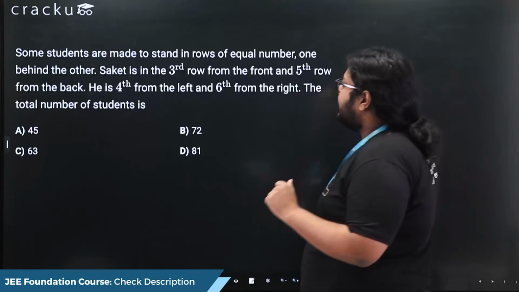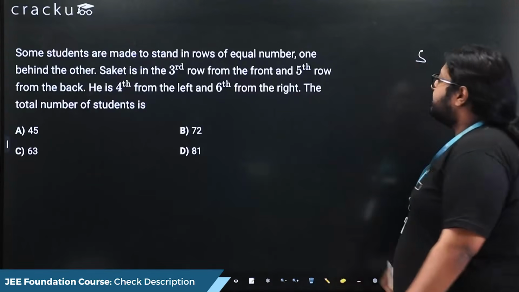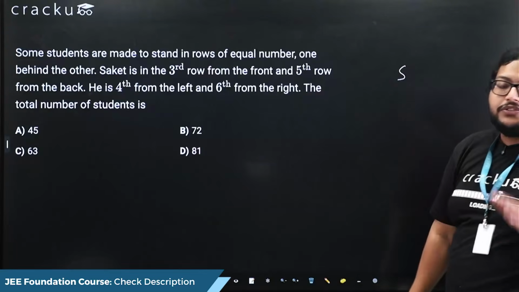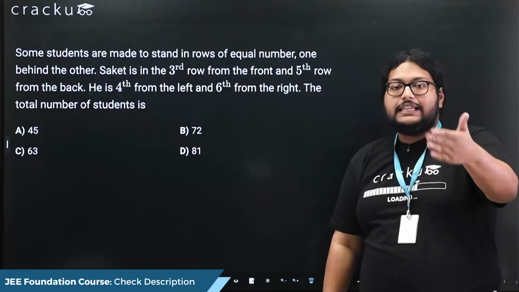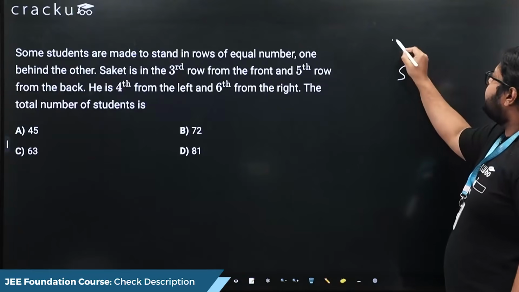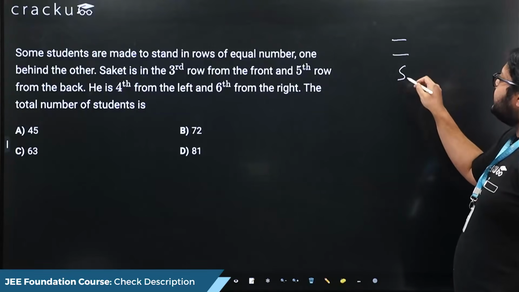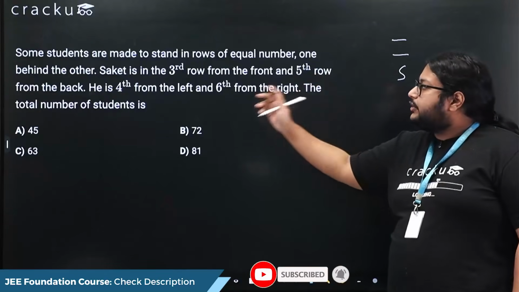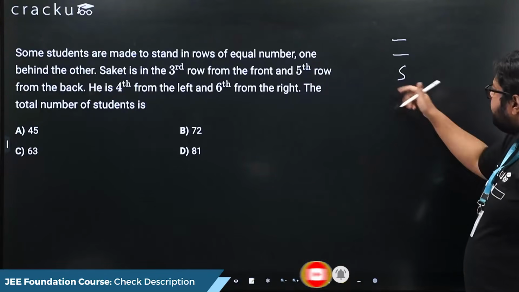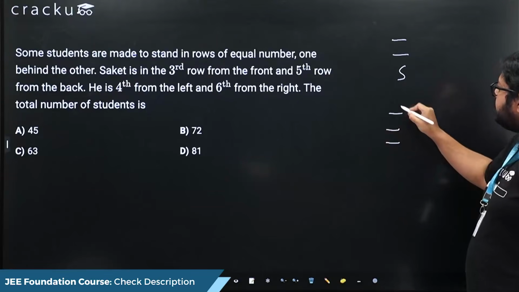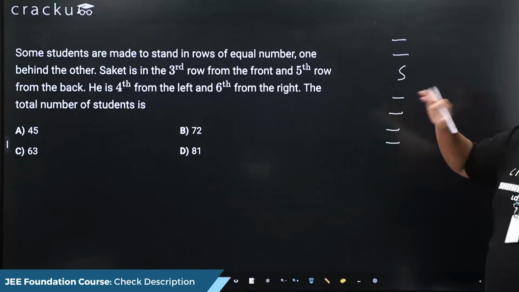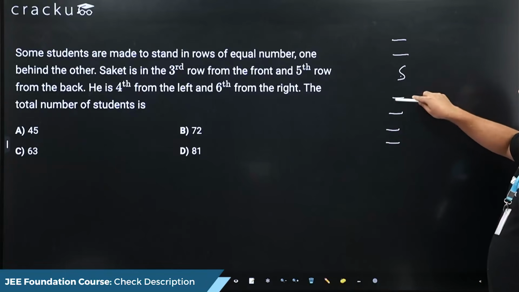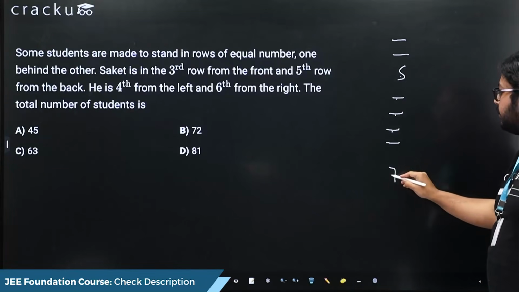Now let's consider Saket. Let's consider his position to be S. He is in the third row from the front. So if I count from the front, then he is in the third row, which means there is one person here, second person here, third person is Saket. And he is fifth row from the back. So if I count from the back, then I have 1, 2, 3, 4, fifth one is Saket. So that tells me how many people are there in a row? 1, 2, 3, 4, 5, 6, 7. So each row has 7 people.